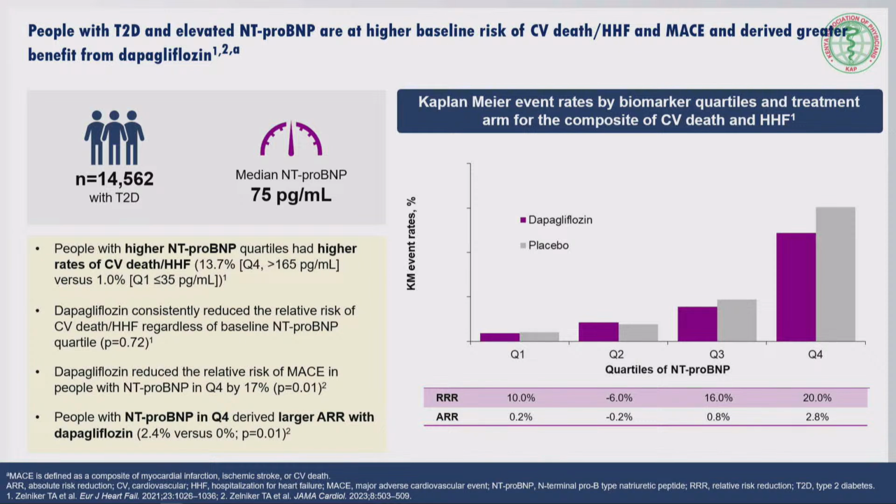And you can see even with a lower NT-proBNP of 75, it was still useful in monitoring these patients. And what was very interesting is that when you look at the quartiles, this is dependent on the level of your NT-proBNP. So what we find is, of course, the higher the quartile, the higher the risk.